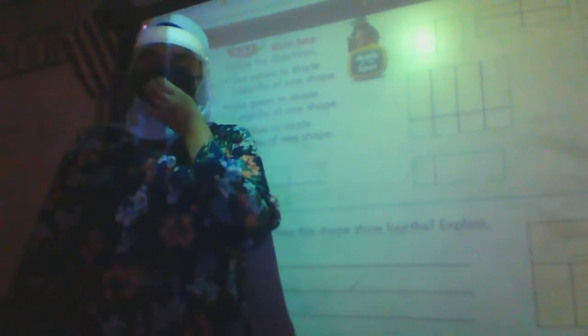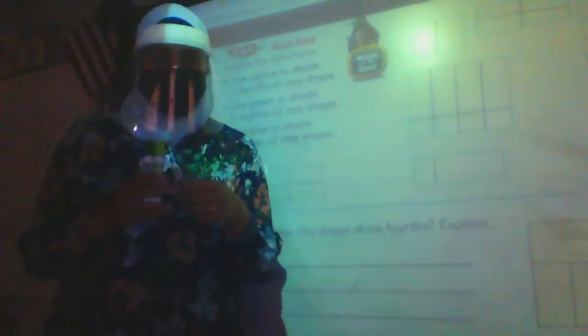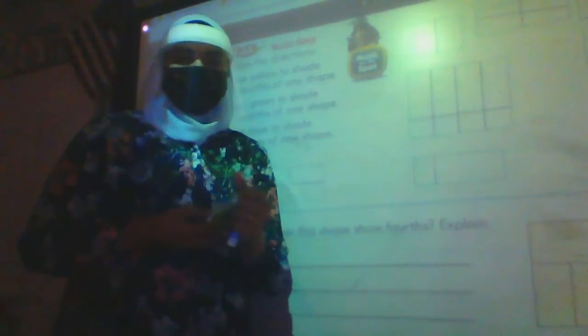Okay, for number 7, you're going to need a yellow, green, and blue color pencil or crayon, okay? All right, let's look. The first one says use yellow to shade 3/4 of one shape. So you have to find a shape that's cut into fourths, okay?